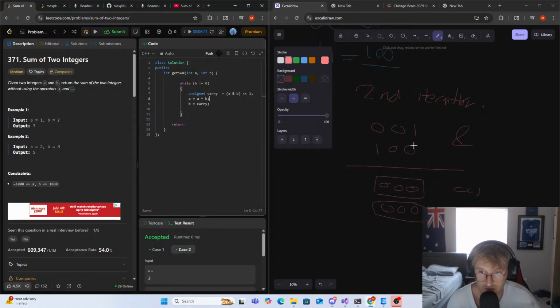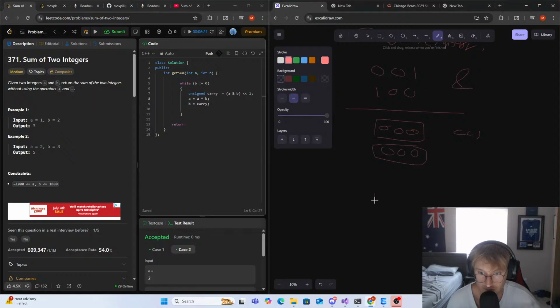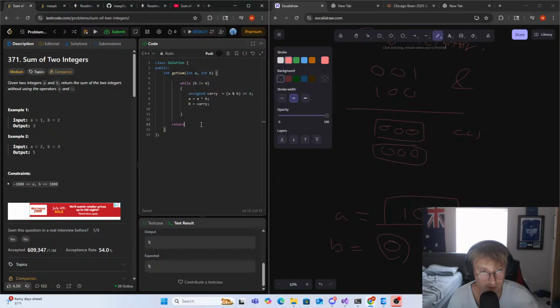Then we want to XOR this together. We XOR this, and our XOR would be what? 1, 0, 1. Okay. 1, 0, 1, we XOR. We'd make our carry. So A is equal to this, and then we'd make our carry equal to 0, which is when we terminate our loop. And this is what? 5. And we're looking for 5. Okay, so that works. We return A.